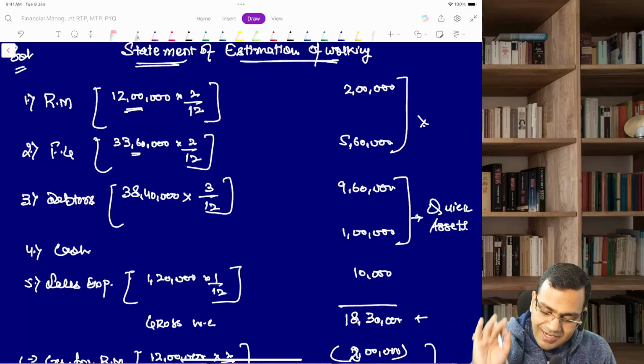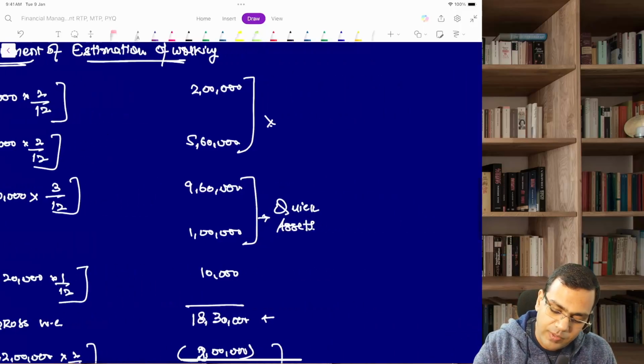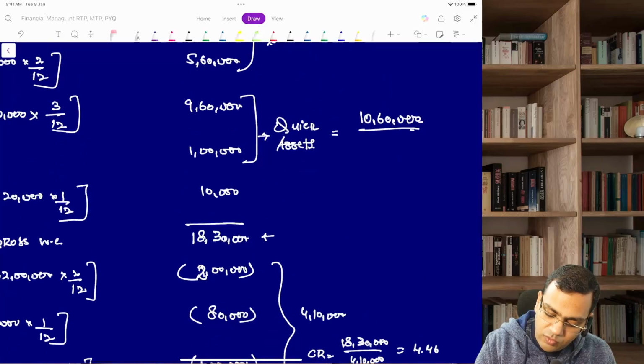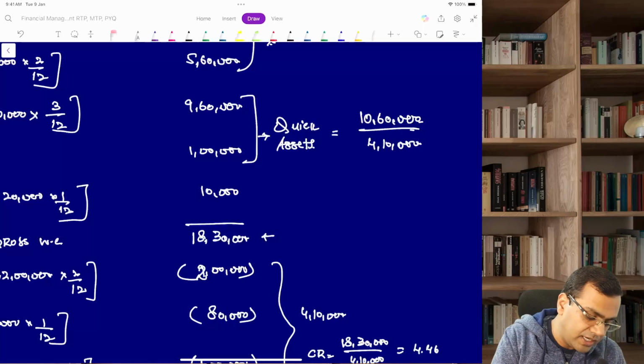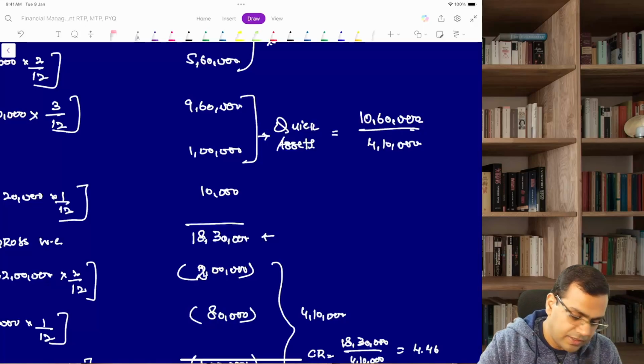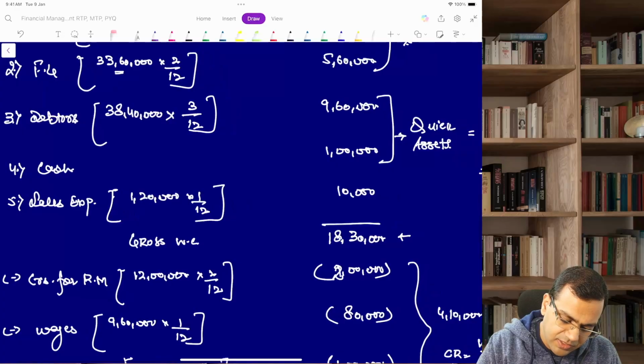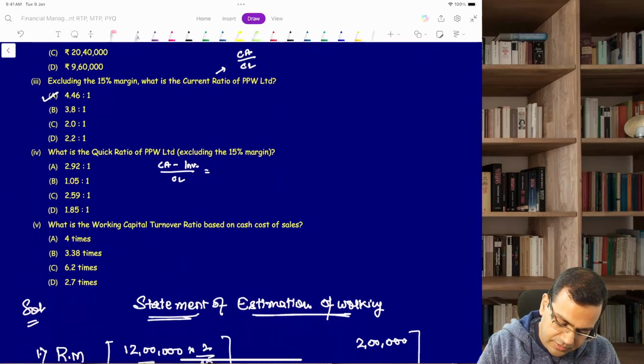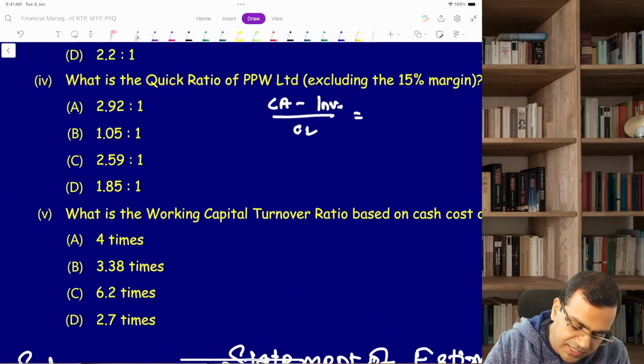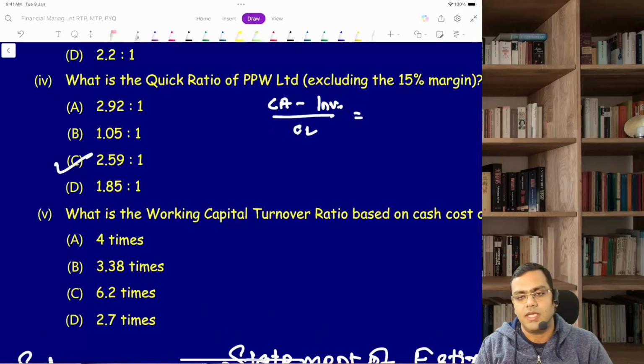So it is 9,60,000 plus 1 lakh. Quick assets are 10,60,000, divided by current liabilities of 4,10,000. This will give you the quick ratio. That will be 2.59, or 2.58. Let's see what the option is given. Accordingly, 2.59 is to 1. Option number C.